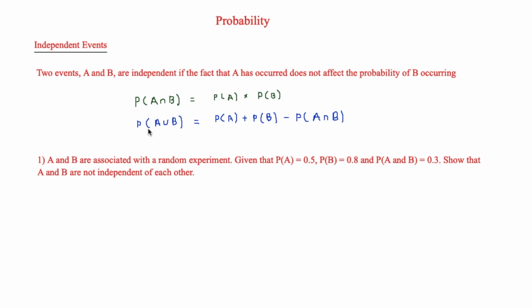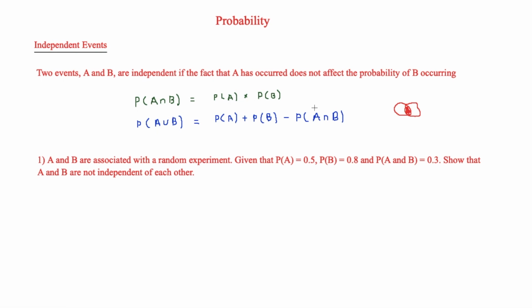Then if it's probability of A or B, that is equal to the probability of A plus the probability of B minus the probability of A and B. And if you remember, in terms of Venn diagrams, the probability of A and B is the middle section in here. So if you're looking at it in terms of Venn diagrams, that is what you're looking for the probability of A and B.